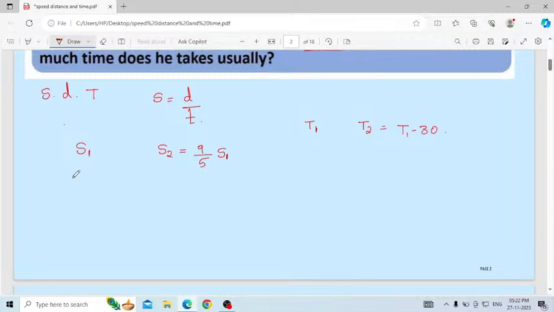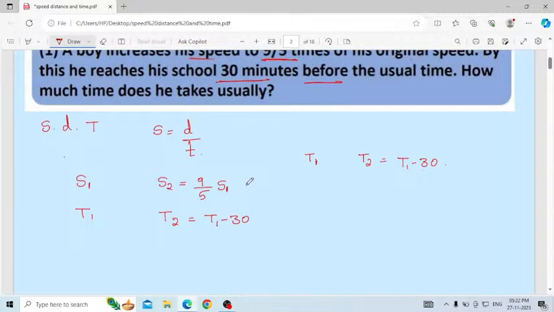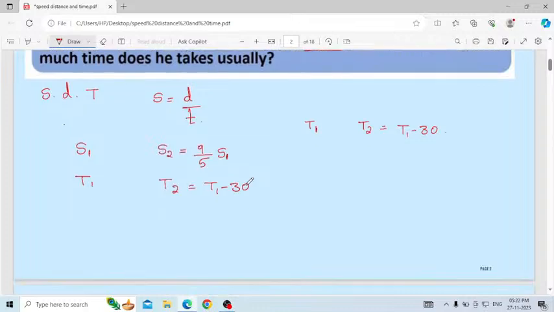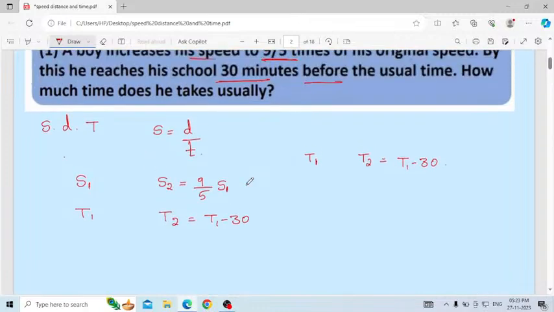Here, T1 will be the same, and T2 will be T1 minus 30, because he will reach 30 minutes early. Then how much time does he take usually? One thing you have to observe: the distance will be the same. The distance will not change, so you can equate the distance. You can observe the change in speed, and when there is a change in speed you will observe a change in time.